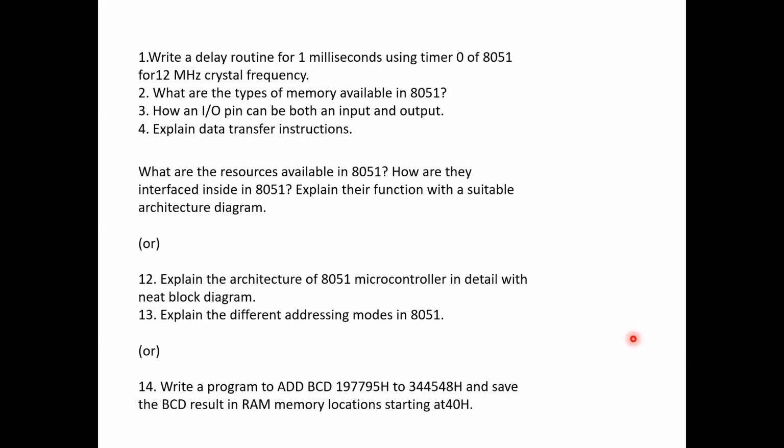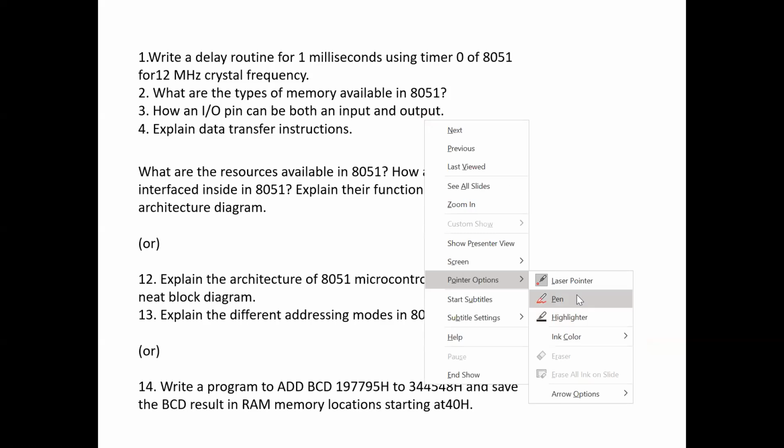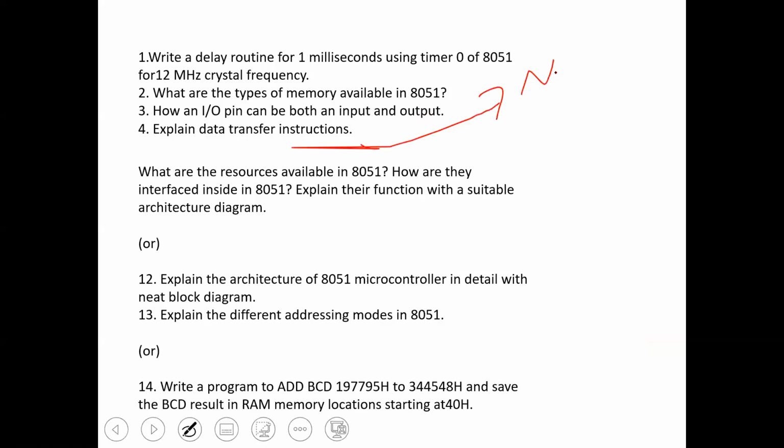What are the main data transfer instructions? We use MOV, MOVX for external locations, and MOVC for external code memory. These are very popular instructions. Exchange instructions are also there, but these are the three important ones: MOV, MOVX, MOVC. MOV means between registers, and between registers and internal memory. MOVX means external RAM memory. MOVC means external code memory.